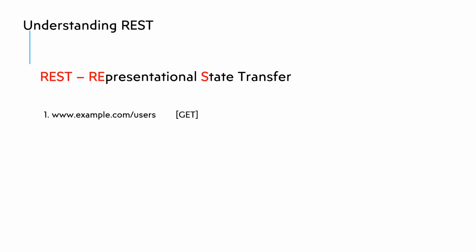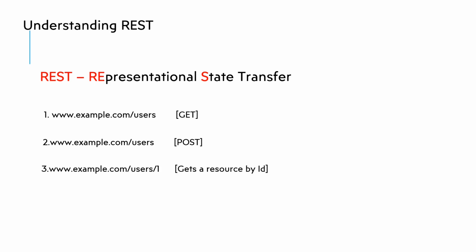For example, we have taken a user as a resource. So when we have a GET method on this URI, it means get me all users, right? Second is POST. The URI is the same, but it says POST, which means that you can create a new user object. Now, if you want to get a particular user, you can give its ID, maybe user slash one. So it gets the resource by ID.